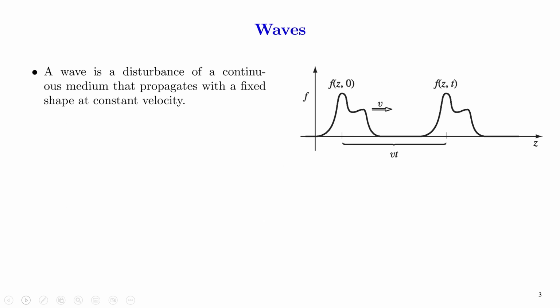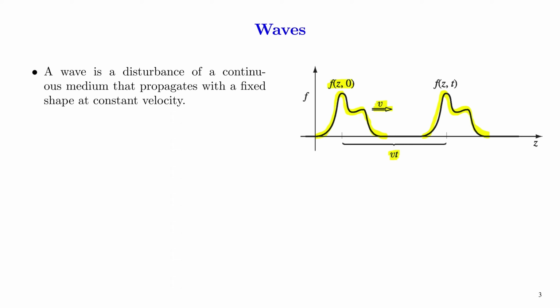We shall begin our discussion by defining a wave. A wave is a disturbance of a continuous medium that could propagate with a fixed shape at a constant velocity. What you see here is a waveform having an arbitrary shape. So this is the shape of the wave at time t equal to 0. If it is assumed to be having a velocity v, in time t, it would have moved a distance vt, and now the position of the wave will be here.